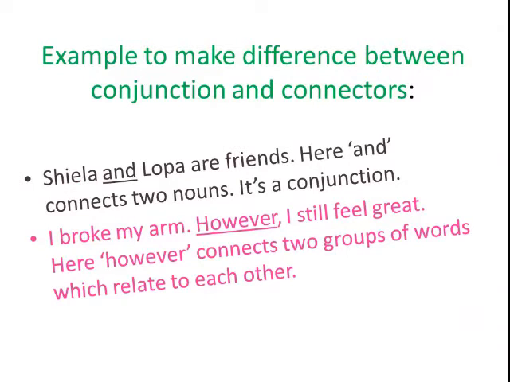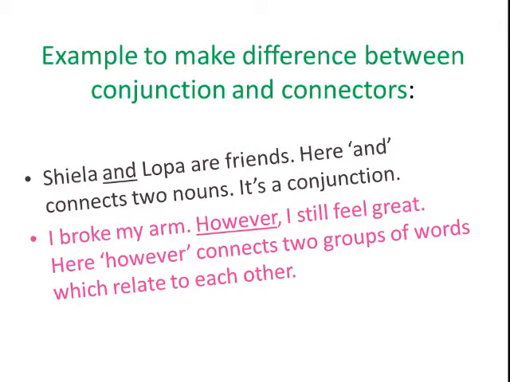There are some examples for your better understanding. These are the two examples I have taken to make you understand what a conjunction is and what a connector is. Let us have a look at the first example. Sheila and Lopa are friends. Here, 'and' connects two nouns, so it's a conjunction. In the second example, I broke my arm. However, I still feel great. Here, 'however' connects two groups of words which relate to each other.